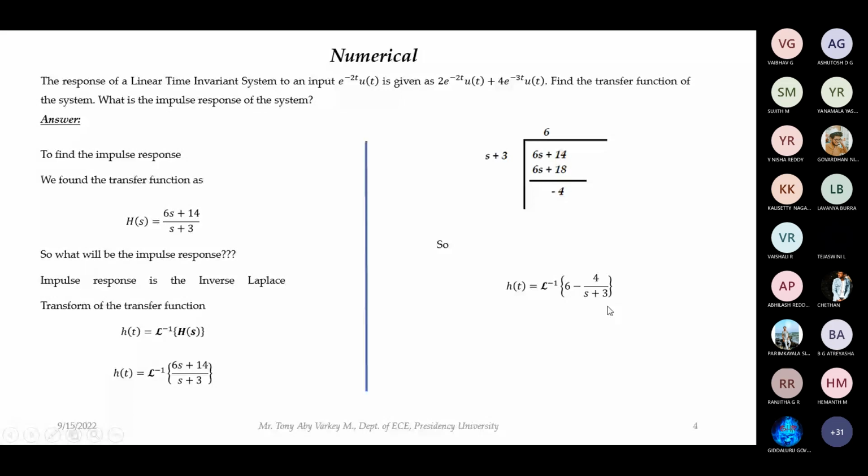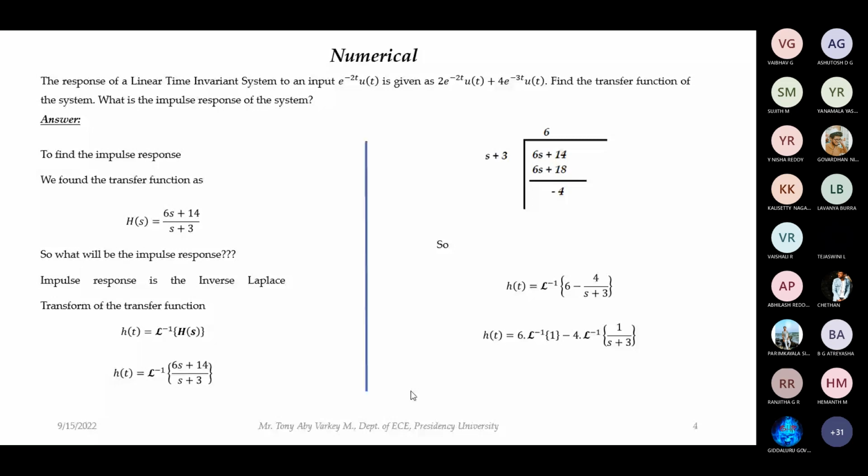Then only you can apply Laplace inverse. Because if the powers of numerator and denominator are the same, you cannot apply partial fraction also. You know that, right? So both the degrees should not be the same. The degree of the denominator should be more than the degree of the numerator. Then only you can apply. So now this can be split like this: 6 into Laplace inverse of 1 minus 4 into Laplace inverse of 1 by s plus 3.